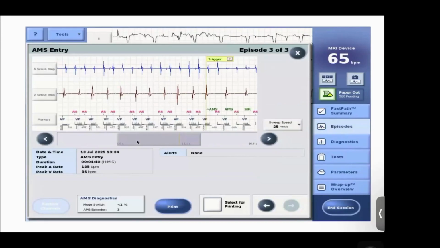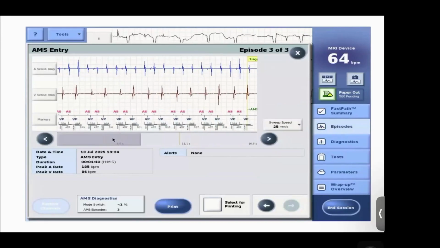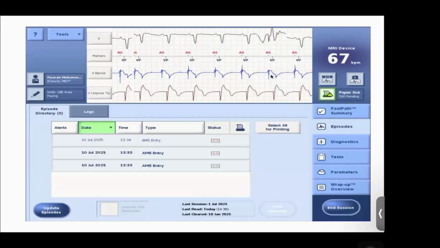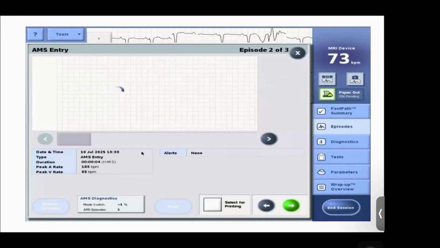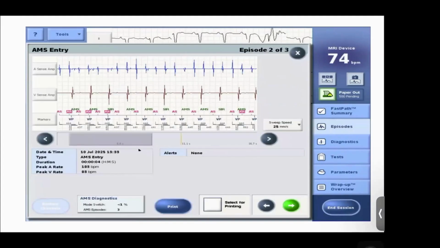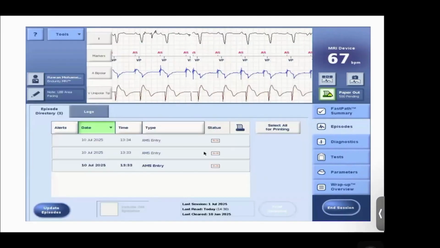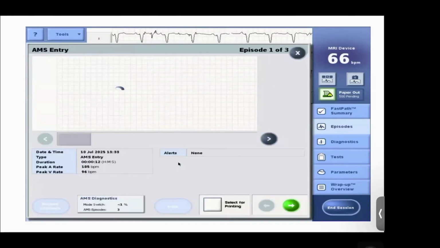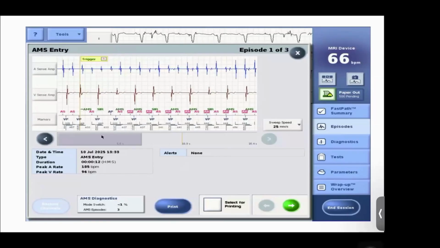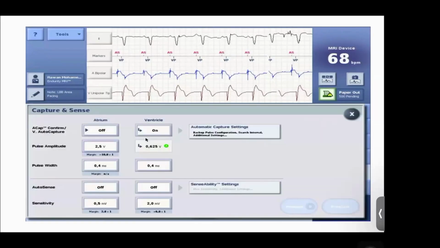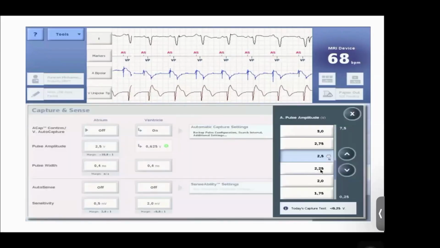She had a non-sustained atrial tachycardia, with a maximum duration of 1 minute and 10 seconds. And we see this commonly with pacemakers. Second episode, 4 seconds only. Third episode, 12 seconds. Parameter here, we will decrease the amplitude.